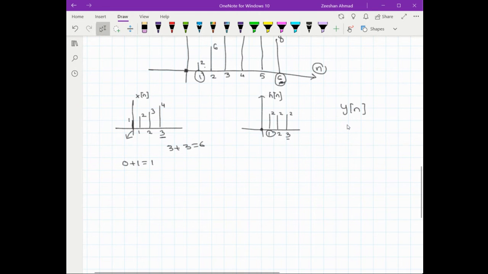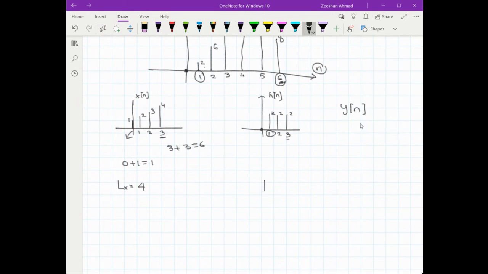The next thing is, how many samples are we going to have in y of n here? The number of samples in y of n will be the number of samples in x plus the number of samples in h minus 1 here. For example, how many samples do we have in x? 1, 2, 3, 4 here. So the number of samples in x is 4 here. Let's suppose I call this the length of x.